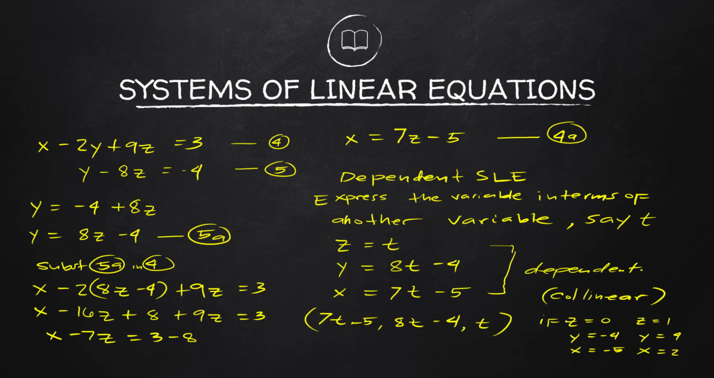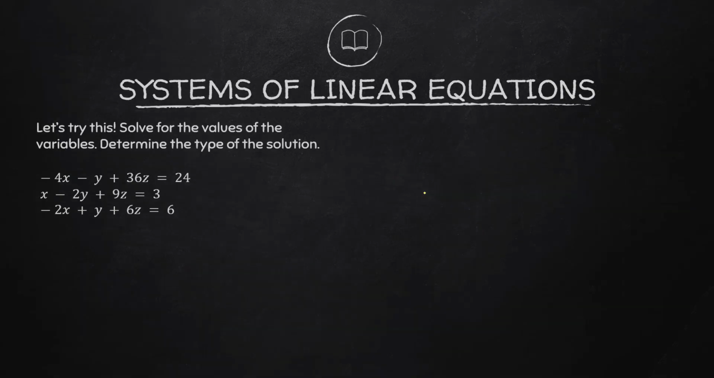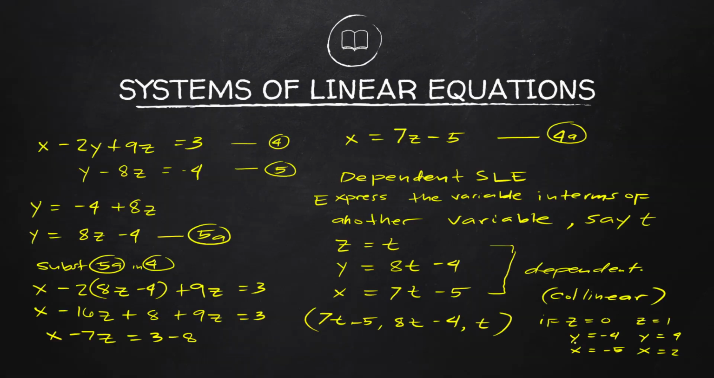So any value that you assume in the variable z, in this case, will have its corresponding x and y values. And each of these ordered pairs will satisfy all of these three equations. They will be true for all of those equations. That is why it's called dependent, because the values of x and y depend on the values of z always.